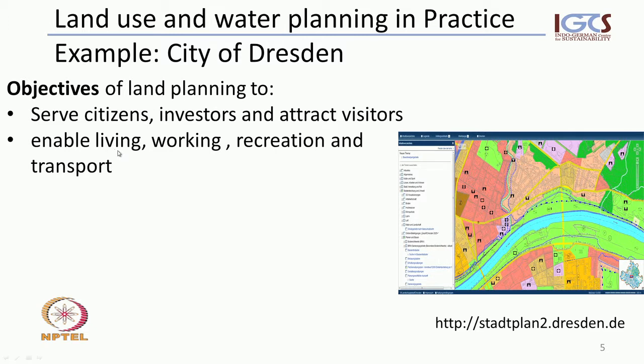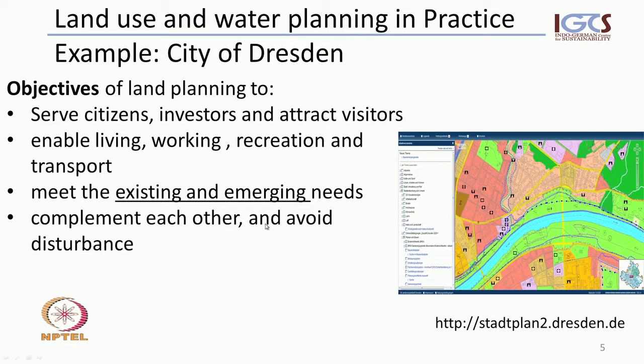The second is to enable living, working, recreation, and transport. These are all the different dimensions of good quality life, of what brings people together and what makes people move to a specific region and settle there. It also should meet the existing and emerging needs, and it should complement each other and avoid disturbance. So this is quite interesting.